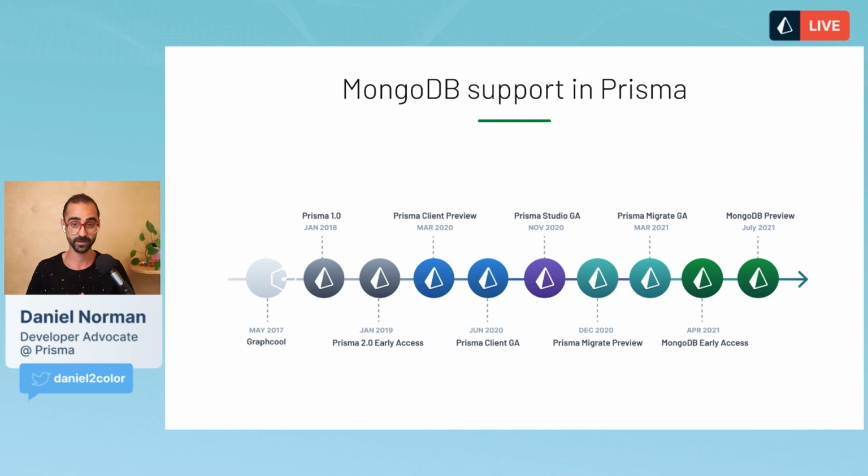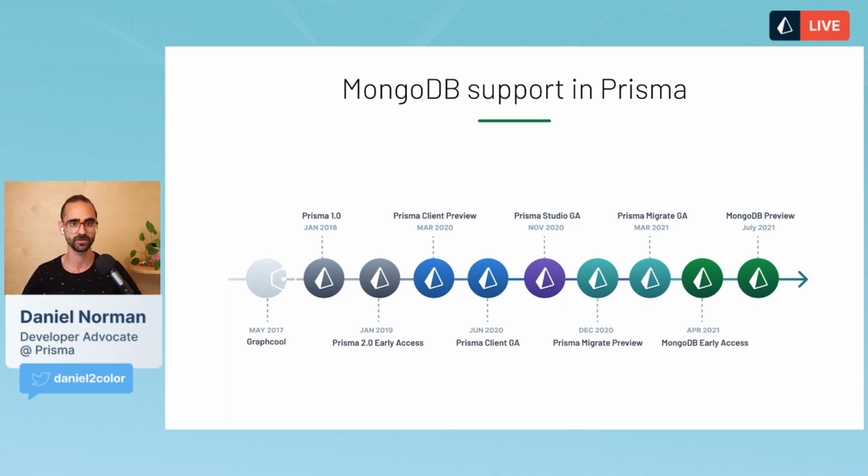Since July 2021, I believe it was actually just a month ago, MongoDB support is now in preview, which means it's still not production ready, but it has already started to stabilize. And there are a bunch of limitations that I thought are worth pointing out if you're planning to use Prisma with MongoDB. The first is that there's still no support for embedded documents that are typed.